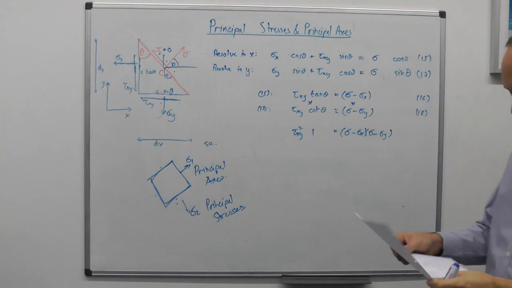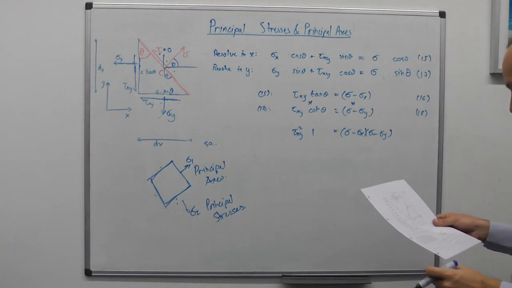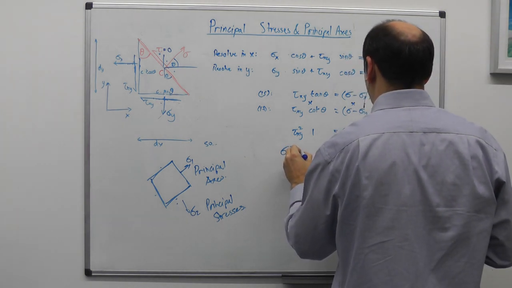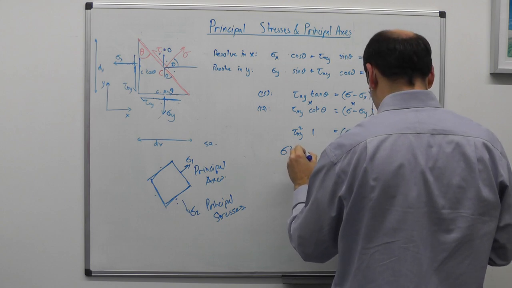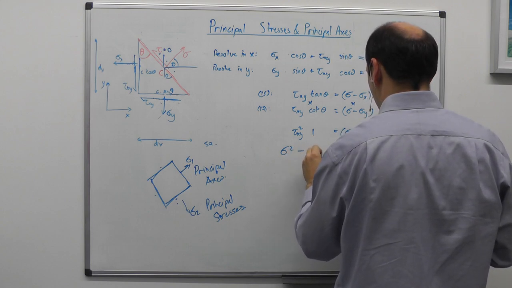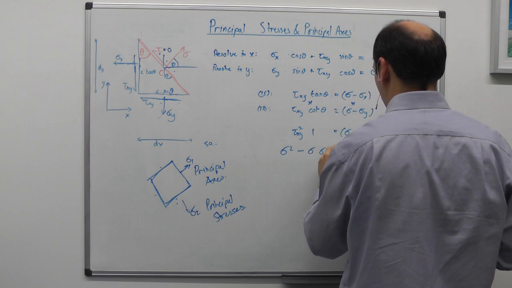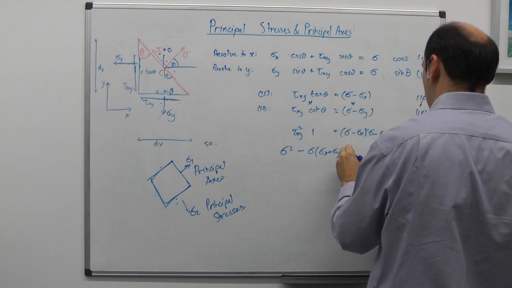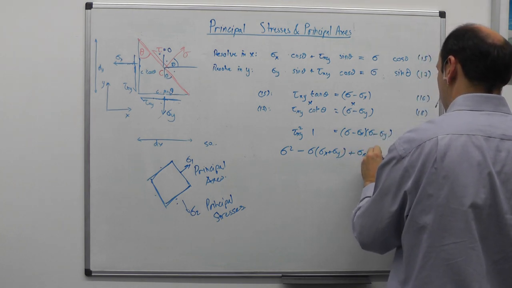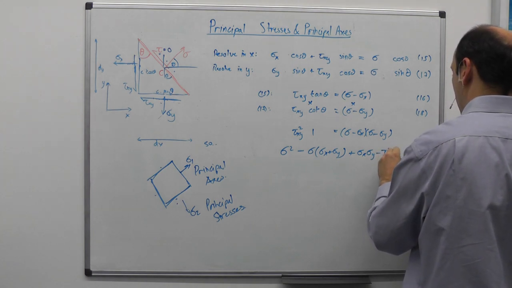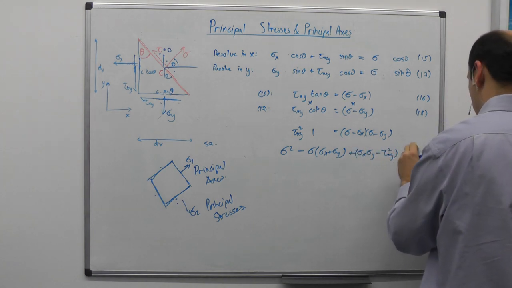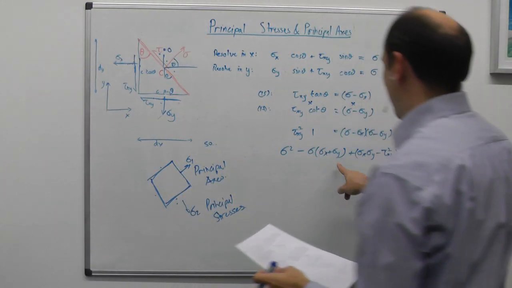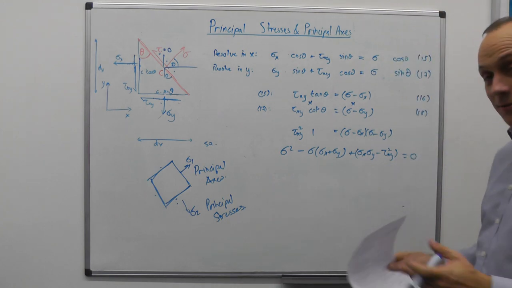Awesome. So what we've got is a quadratic: sigma squared minus sigma times (sigma x plus sigma y) plus sigma x times sigma y minus tau xy squared is equal to naught. And that's a quadratic in sigma. Very convenient. This is all looking very lovely.